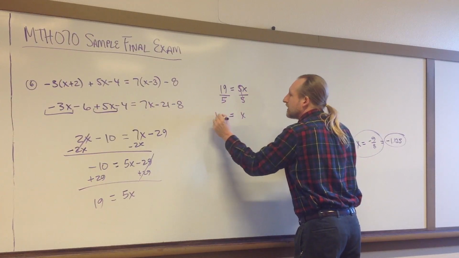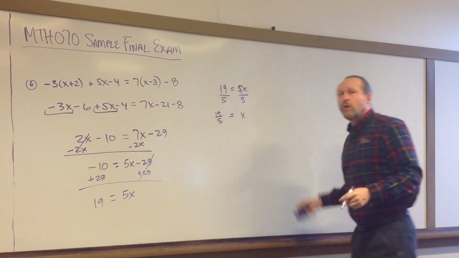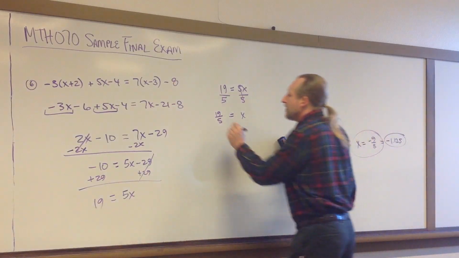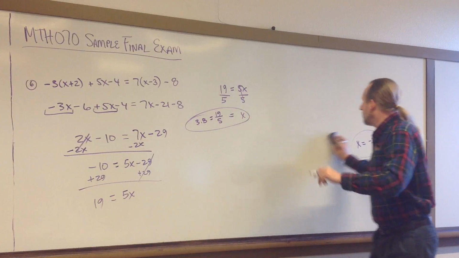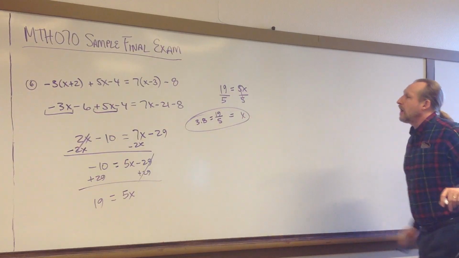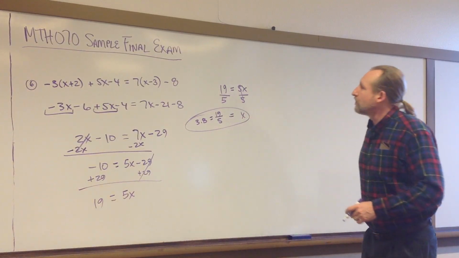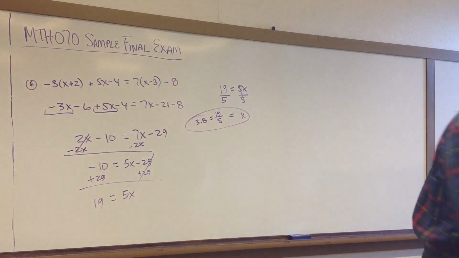So x is, you can leave it as 19 over 5 if you want to. If you divide it, you should get 3.8. Either one of those answers is fine. You can call it 3 4/5 if you want to. Okay.